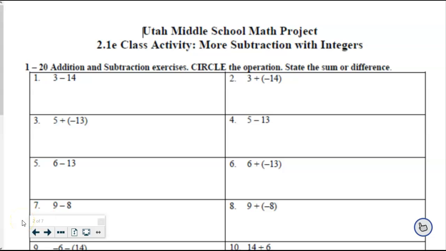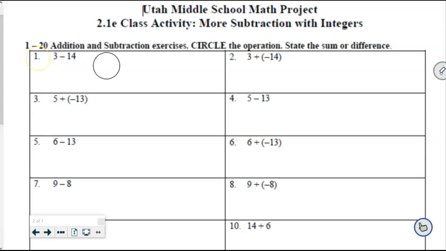So in Utah Middle School Math Project 2.1e, we're doing more subtraction with integers. Let's do the first two together. Number 1, and then across the way, number 2. First, do you see how similar these problems are? Just like usual, we're going to circle the operation because now, do you see that they're mixed? Subtraction, and then the very next problem is addition. So we really need to make sure we're paying attention to the operations. I do want you to take notes the exact way I am today. Pretty soon you're going to develop your own strategies, but right now I want you to mimic what I'm doing.